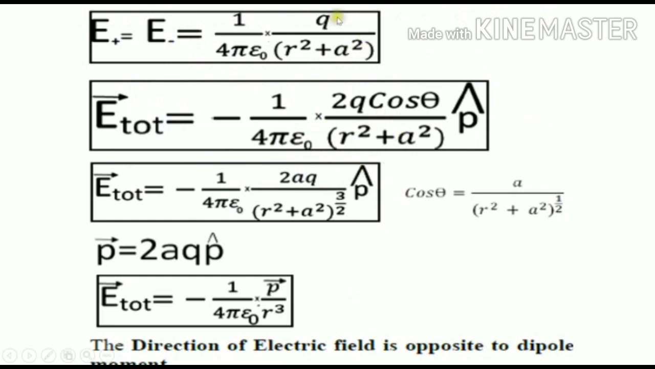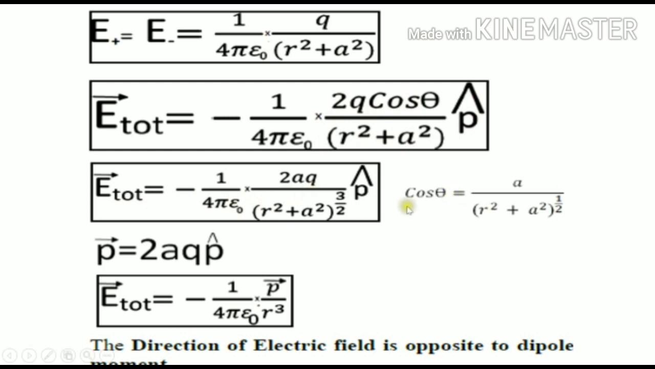So now since we have E equal to Q by r square into K, we can write 1 by 4 epsilon 0 Q by (r square plus a square). Then the total along the horizontal component will be minus 1 by 4 epsilon 0 2Q cos theta by (r square plus a square) p unit vector. Okay, so E total is equal to 1 by 4 epsilon 0.